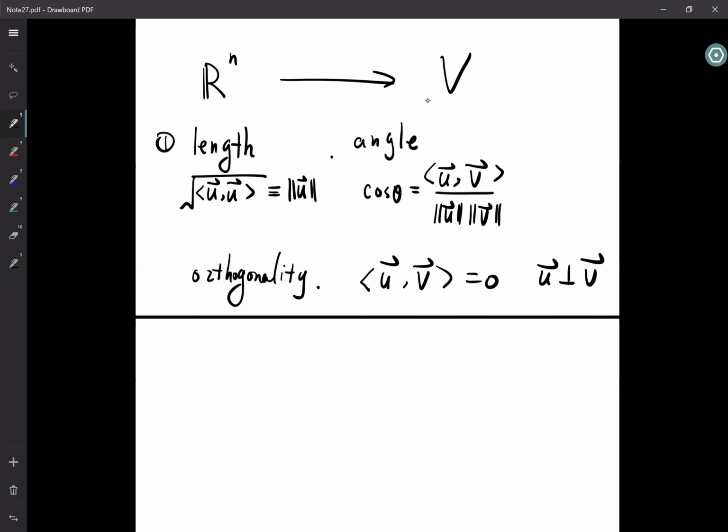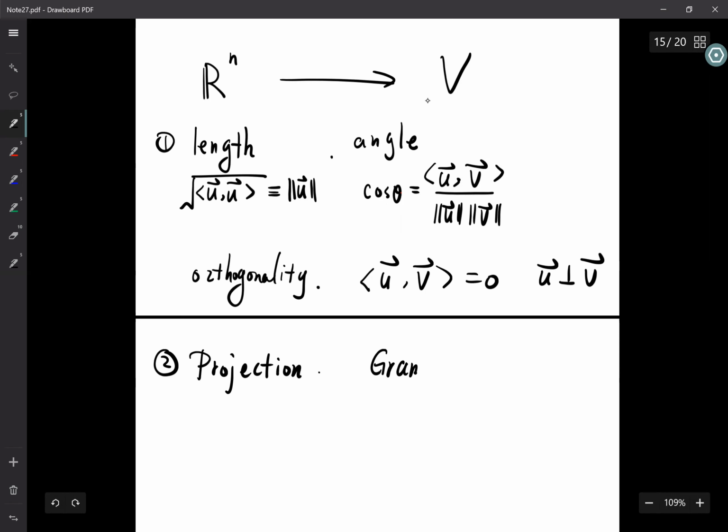Because I can equip the polynomial space with different inner products, if two polynomials are orthogonal in some inner product space, it is not necessarily the case that they are orthogonal in some other inner product space. With inner products, I can also define projection. I can define Gram-Schmidt.